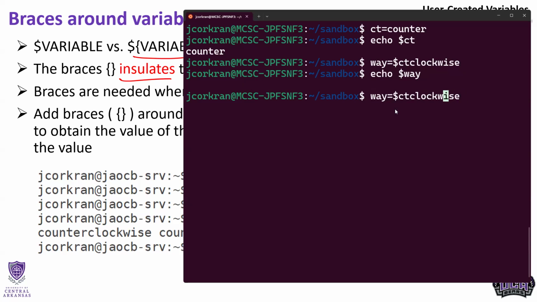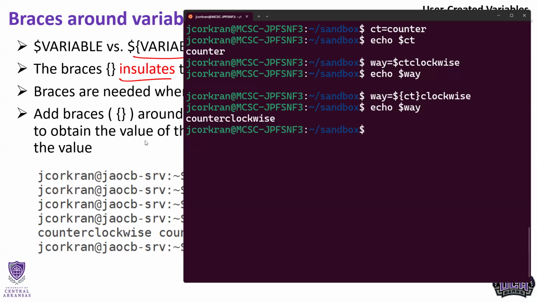Now, if I go back here and I throw in this isolation, now it's going to look and be like, okay, there is a variable called CT, and then that is attached to only this. So this right here is actual literal. So now when I hit enter and I go back to echo way, you can see it's going to hit that counterclockwise there. So that provides us that insulation so we can glue things together when it comes to our variables.